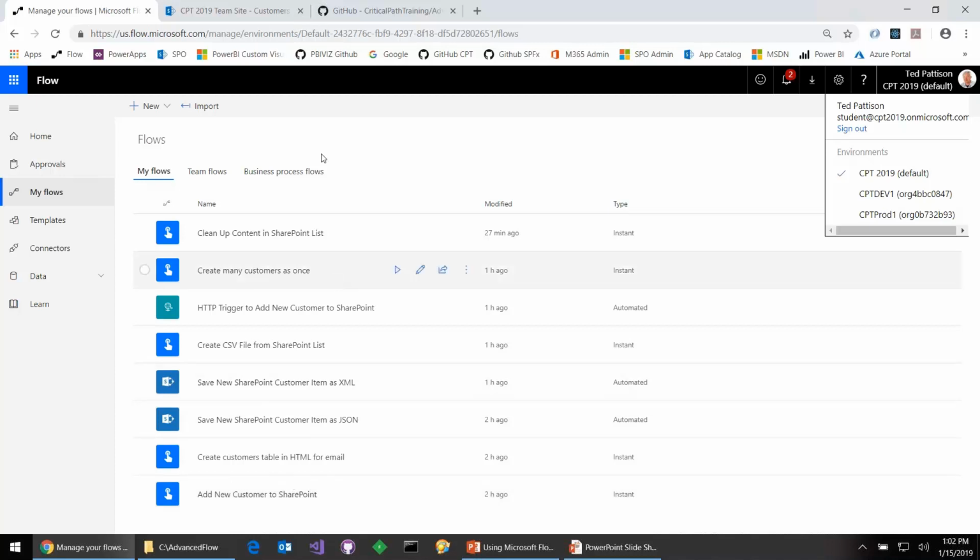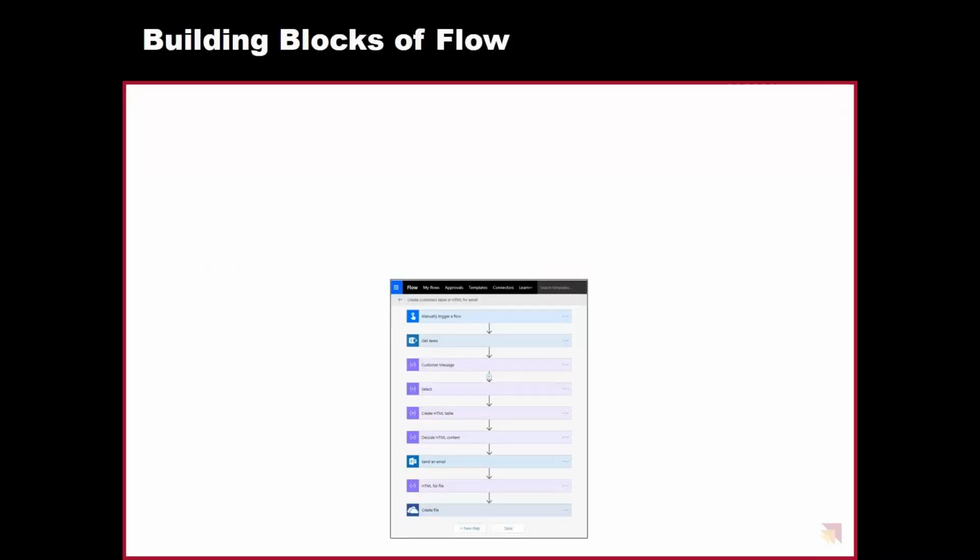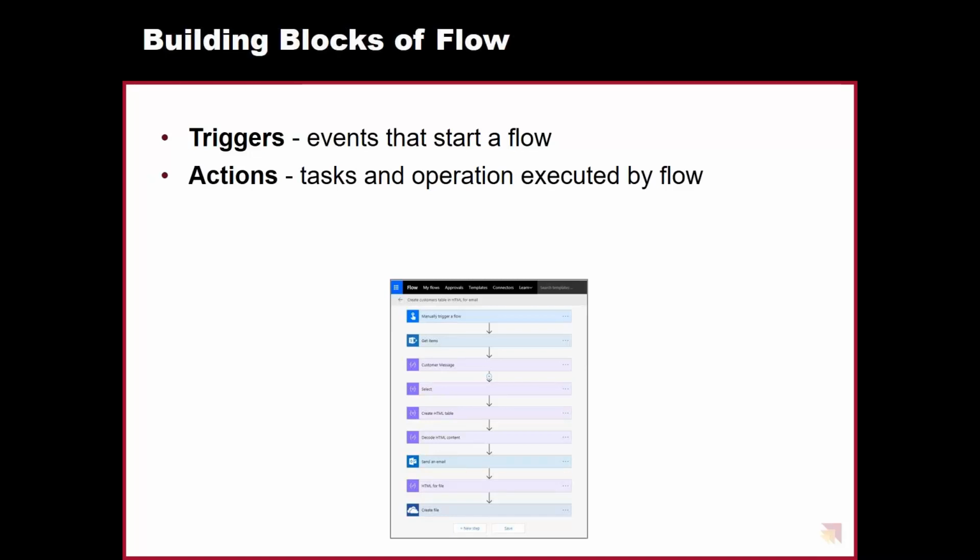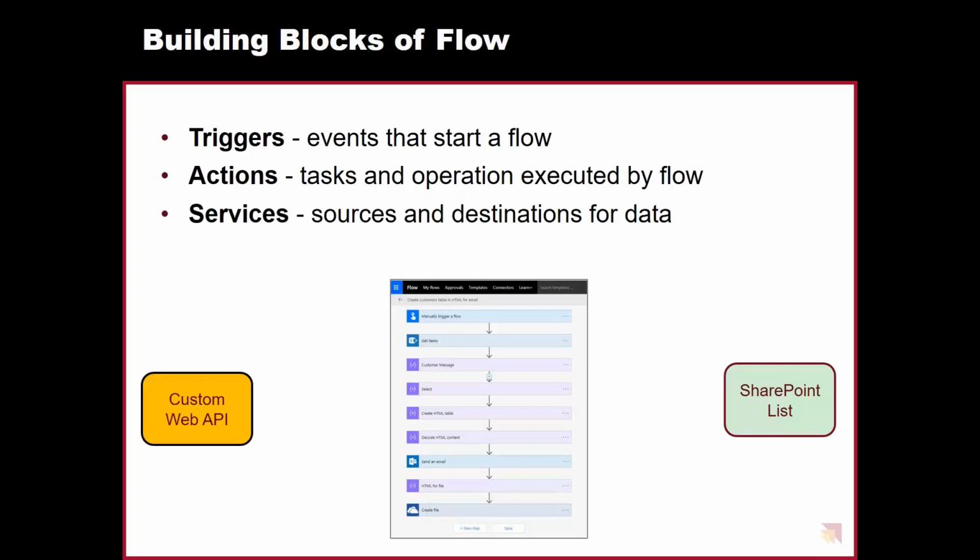Now we're going to create a couple flows and look at a couple existing flows over the next hour. What's important is some of the fundamentals. Every single flow that you create has to start with a trigger. That's the thing that starts the flow in its execution. There are a couple different kinds of triggers, and after the trigger is a set of actions. What's also important is that there are services. We have these things called connectors that allow us to read and write data to services.